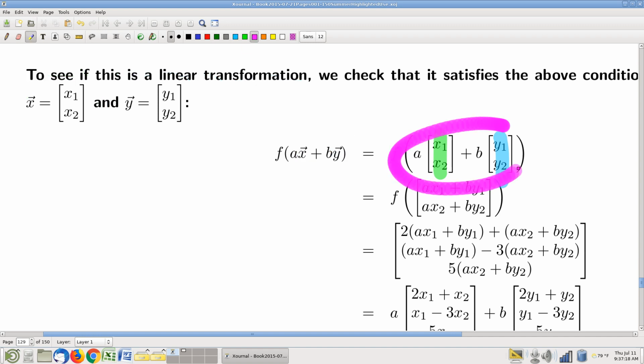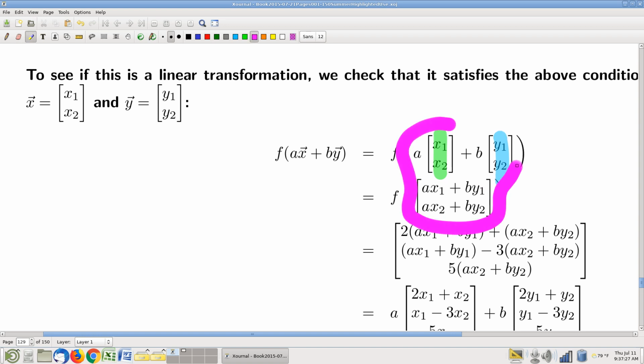I can multiply out this input vector. I've got all the coordinates. I know how to multiply vectors by scalars. I know how to add vectors. And multiplying out that input vector, again, I haven't really done anything. I'm just simplifying what is actually going into this function.